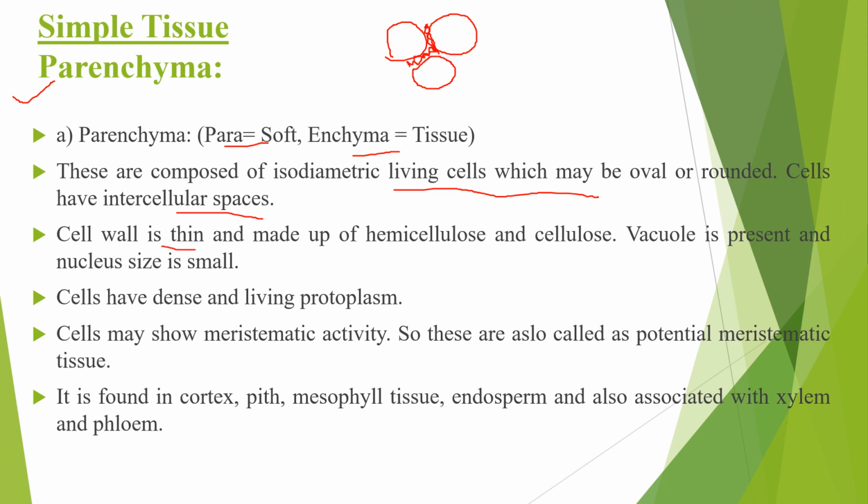Cell wall is thin and made up of hemicellulose and cellulose. Vacuole is present and the nucleus is small. Cells have dense and living protoplasm. Cells may show meristematic activity also. That means they can divide and redivide, so they are also called potential meristematic tissue. It is found in cortex, pith and mesophyll tissue, endosperm, and is also associated with xylem and phloem.